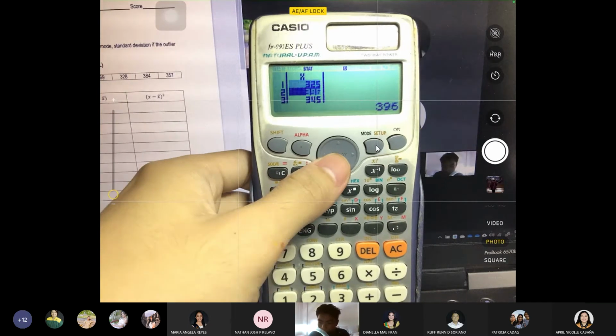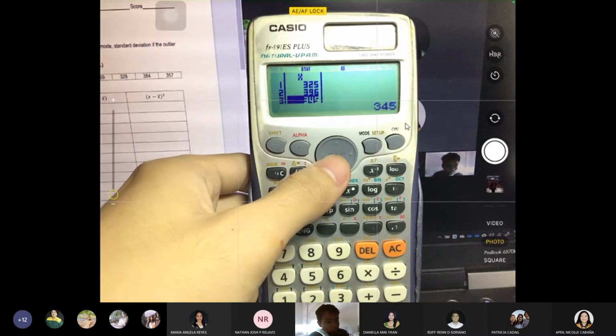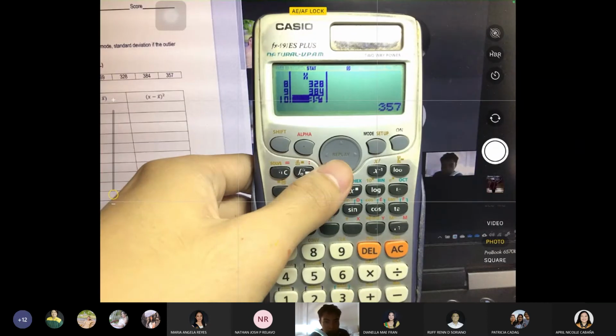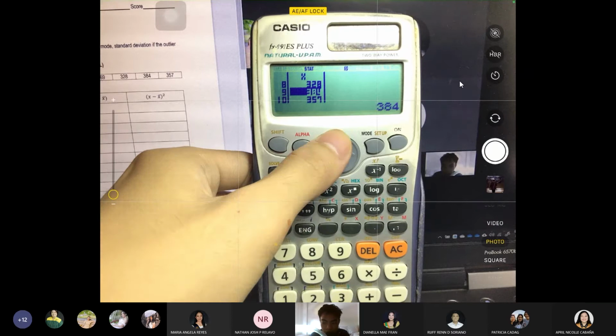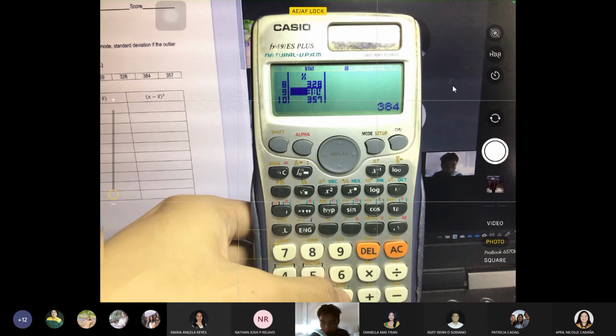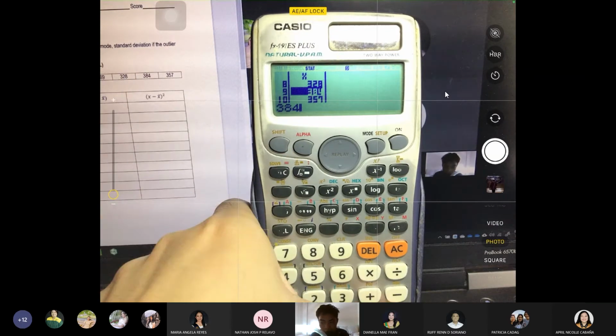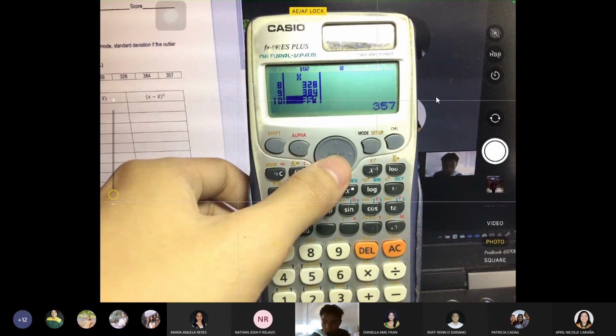325, 396, 345, 336, 384, 305, 369, 328, 384, and 357. If you happen to type the wrong number, you can overwrite it. So just select the cell, then retype the number. Retype lang natin, then press equal sign. Okay, so pwede mo ma-overwrite siya, or you can just press the del button, the delete button. Okay, so ganun lang.